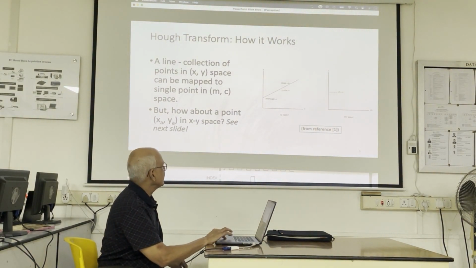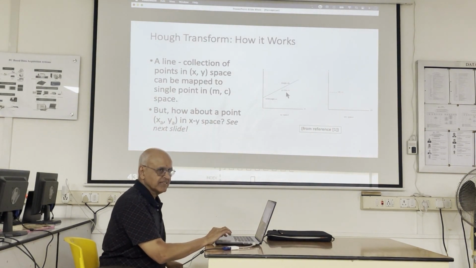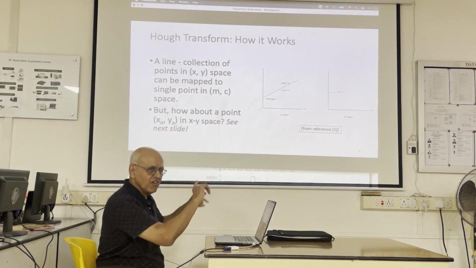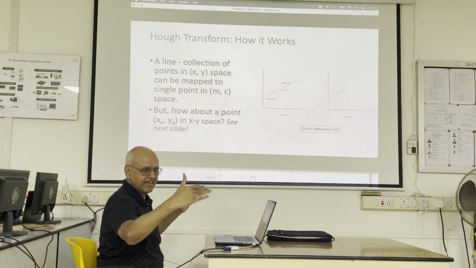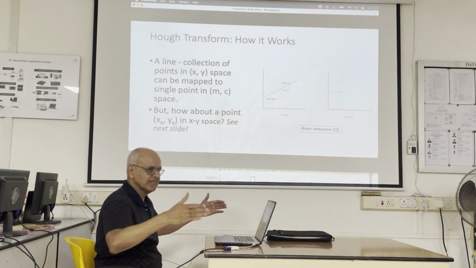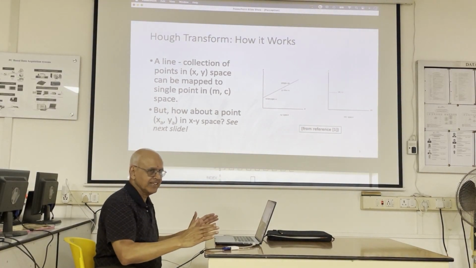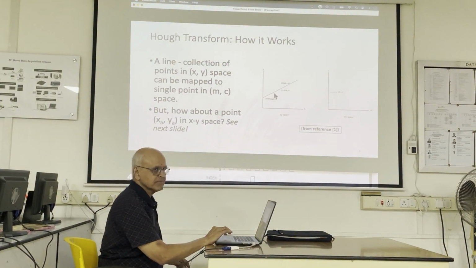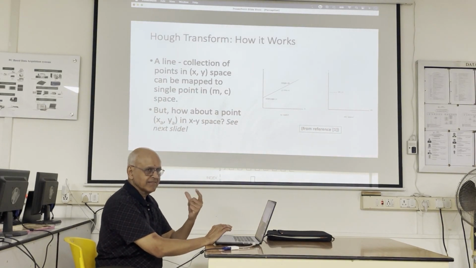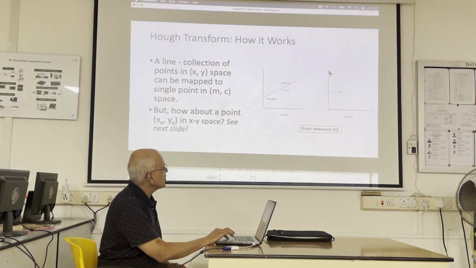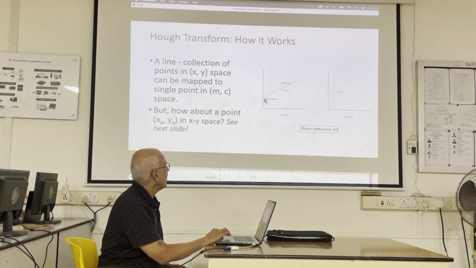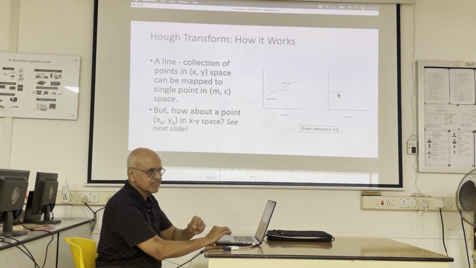Any line can be represented by y equals mx plus c, right? And we are looking for all these lines: treetop lines, right edge of the road, left edge of the road, yellow line down the middle of the road. All of these are lines, right? If you take any one of those lines, it has a single m and c, correct? Therefore, if you go to a different plane, c versus m, it will be only one point, because all of these have the same slope and intercept. So a line will map to a point in the m-c space, right?